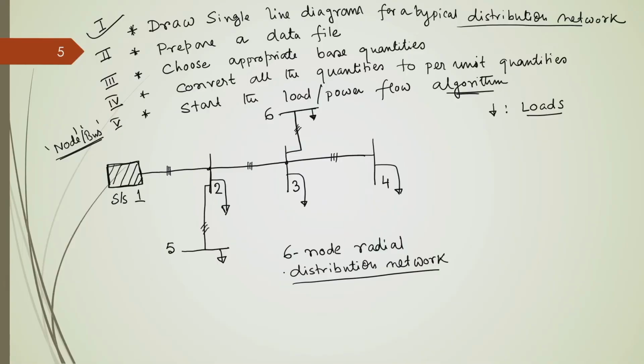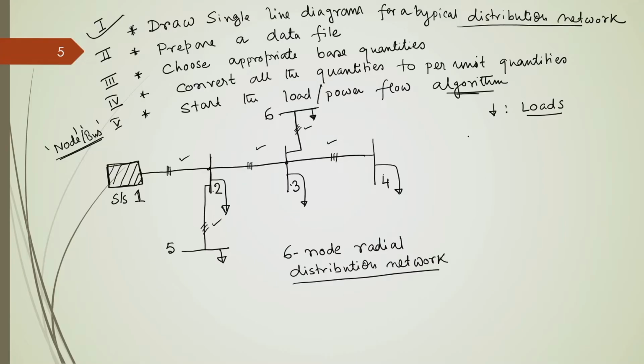So, if you look at this particular single line diagram of a typical distribution network or typical feeder of a distribution network, here exist 5 distribution lines. One line is connecting this node 1 or substation to this node 2. Another line is connecting node 2 to node 3. Another line is connecting node 3 to node 4. Another line is connecting node 2 to node 5. Another line is connecting node 3 to node 6. Okay. So, we have 1, 2, 3, 4, 5 lines.